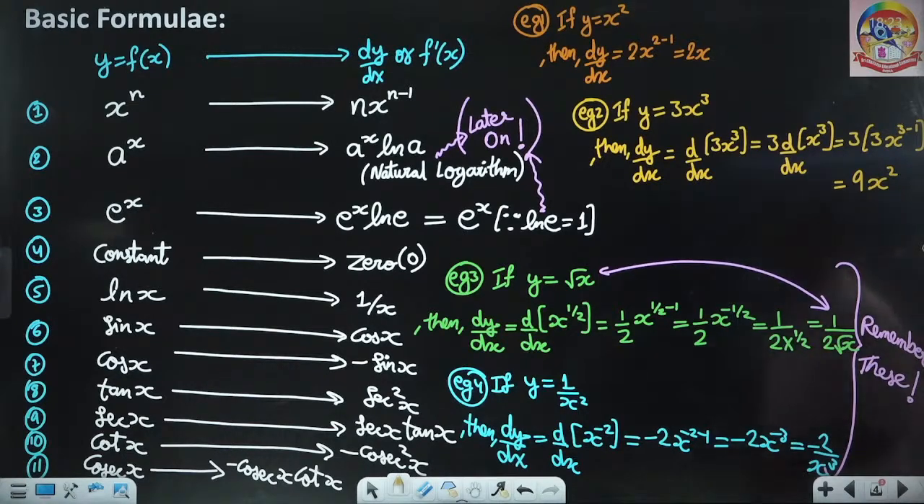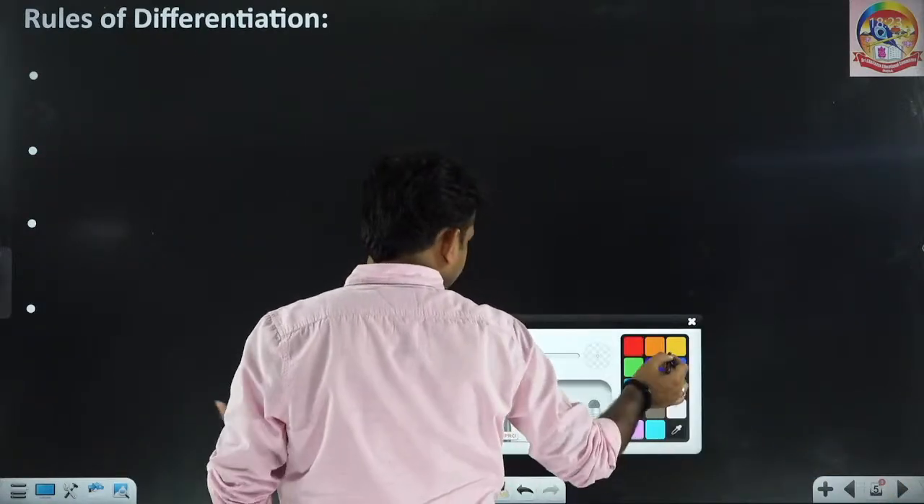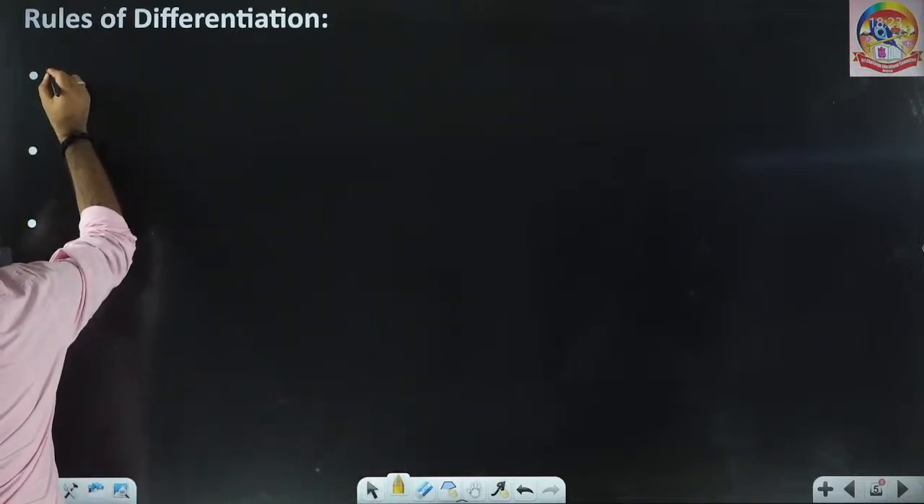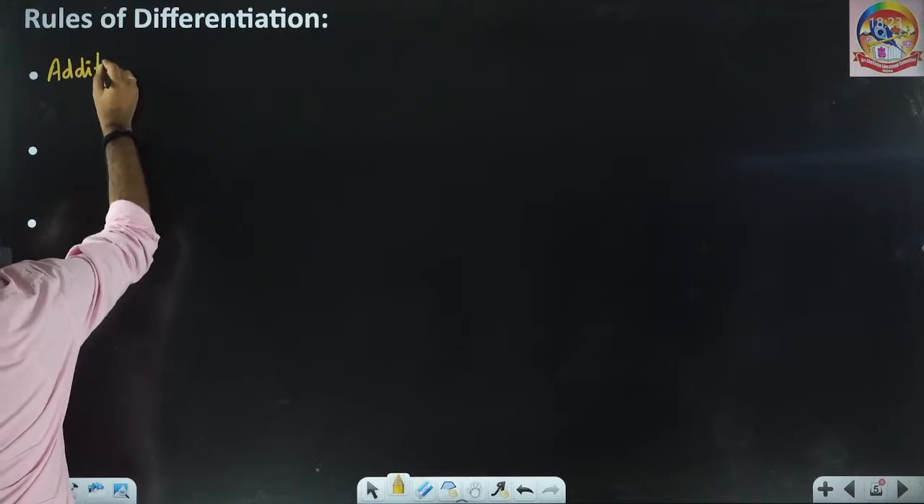All right, let's move on now. Rules for differentiation. There are basically 4 rules of differentiation. First of all, for addition and subtraction.